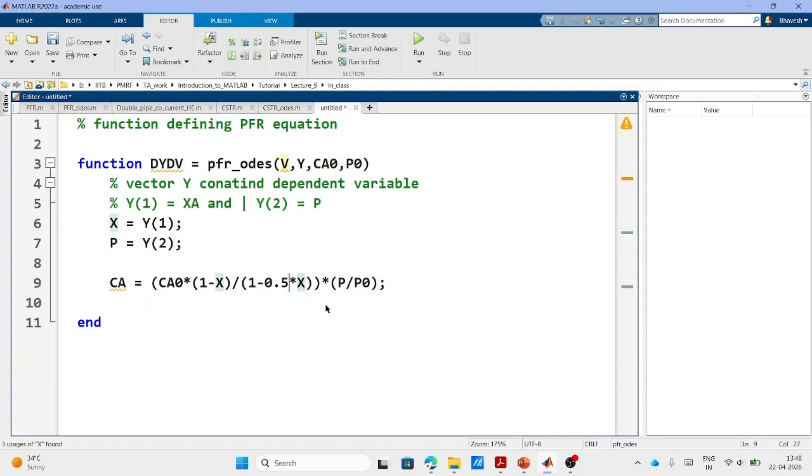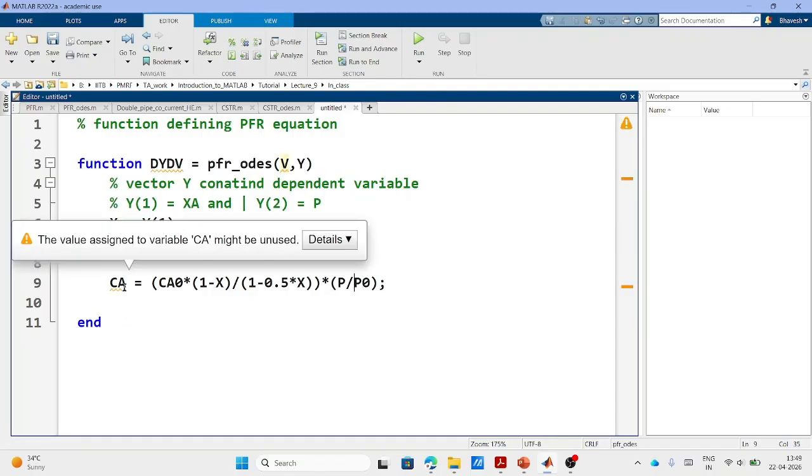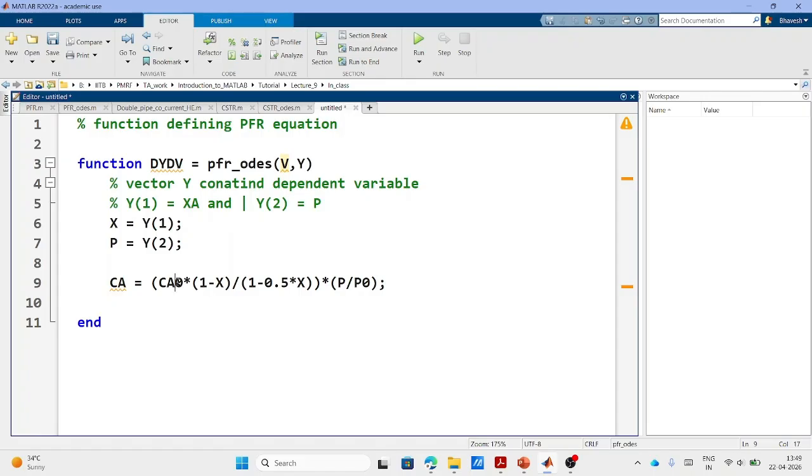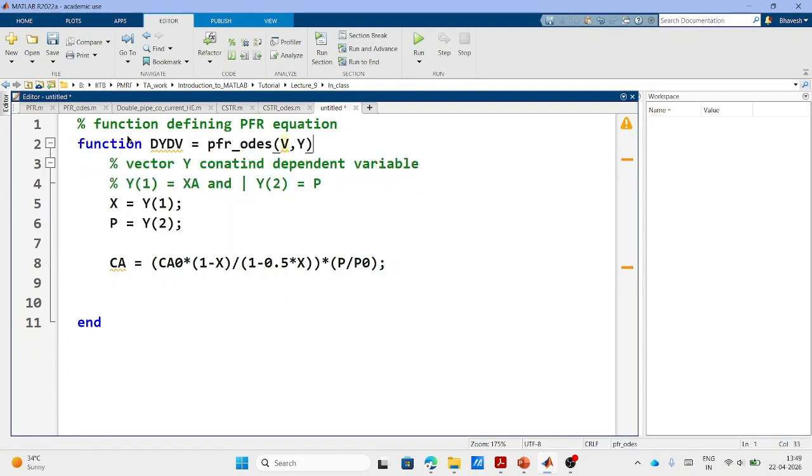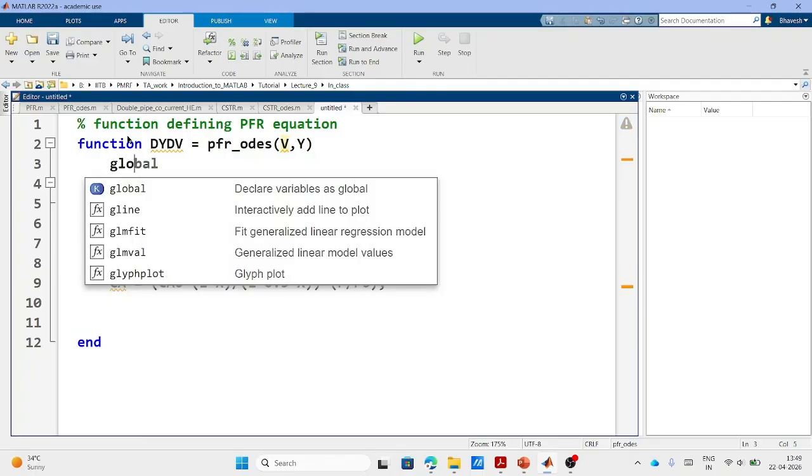Yeah, sorry, 0.5 times xa. But apart from that, if you don't define this, right now it's not showing an error, but ideally it should show the line that your ca0 and p0 values are not defined. Okay. Else, one more thing that you can do is you can create a global variable, referred to as global.